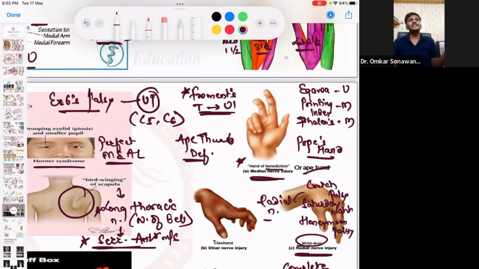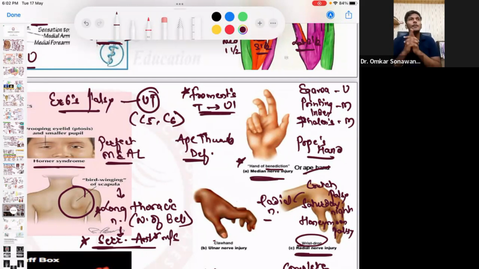The muscles which receive dual nerve supply are called hybrid muscle or composite muscle. One such muscle in the forearm is flexor digitorum profundus.